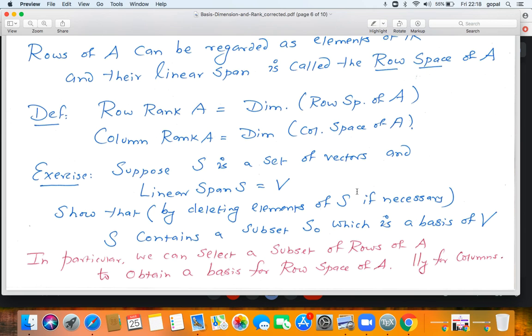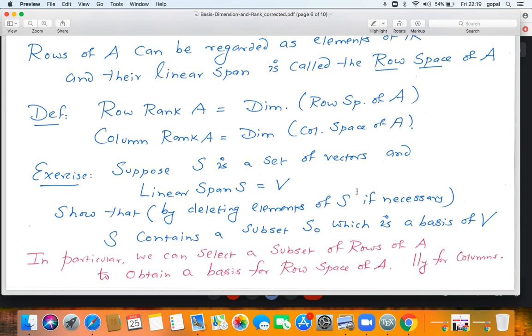Similarly, you have taken all the columns and looked at the column space of A, the linear span of the columns, the vector subspace generated by the columns. The columns themselves may not be linearly independent; they could be linearly dependent. Namely, one of the columns may be a linear combination of others. Delete that column and so retain a linearly independent subset of the columns that will span the column space. So you can always do that, and so you can get a basis.